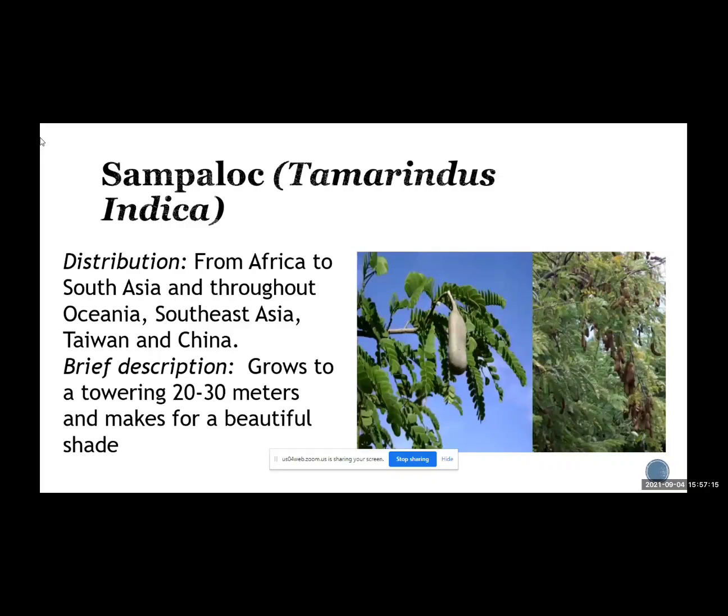Next is sampalok, Tamarindus indica. Distribution from Africa to South Asia and throughout Oceania, Southeast Asia, Taiwan, and China. Brief description. Grows to a towering 20 to 30 meters and makes for a beautiful shade. So, kani siya, perfect ni siya kung gusto mo picnic sa beach, kani siya, best ni siya for shade.